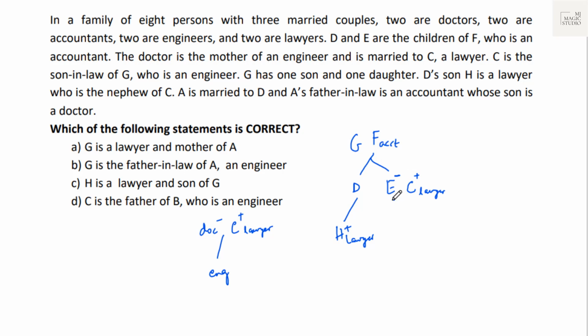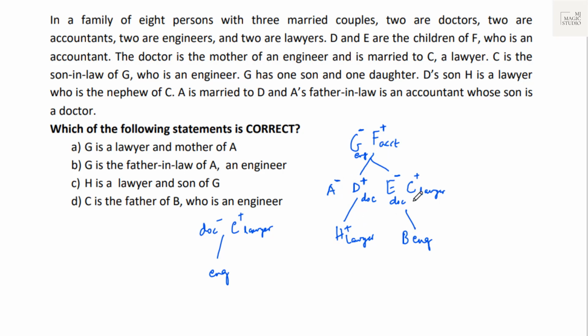E is daughter of G, who is a doctor. So D is father. A is married to D. A's father-in-law is an accountant. F is father-in-law. G has 1 son, G, who is an engineer. So 2 engineers. E, whose son is a doctor. Okay, D is also doctor. A doctor is mother of an engineer. Engineer. A, B. B is left.